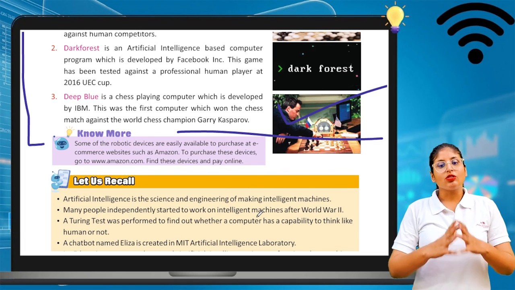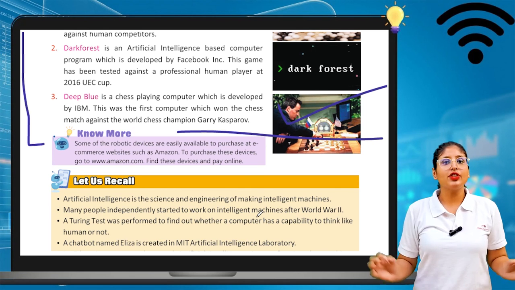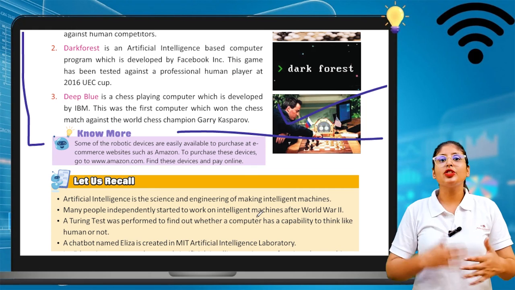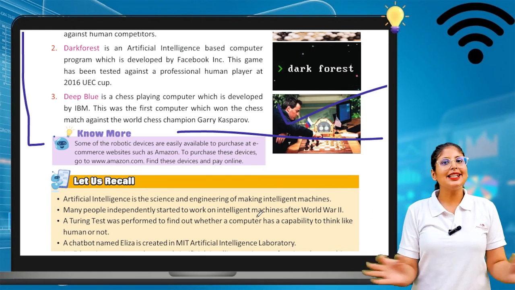Okay. So this is the chapter about artificial intelligence. I am hoping the meaning of artificial intelligence and the uses of artificial intelligence are totally clear to you. Yes? So this is what the chapter is all about.